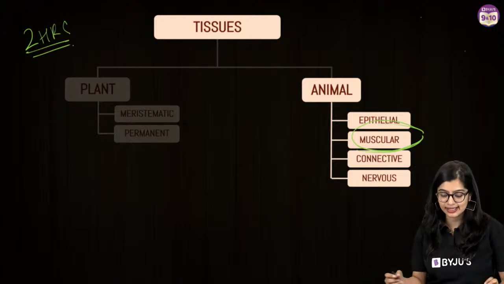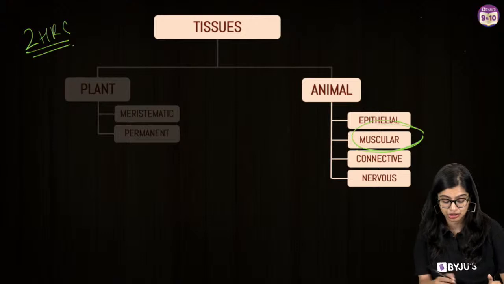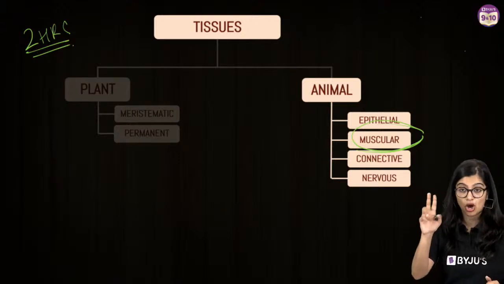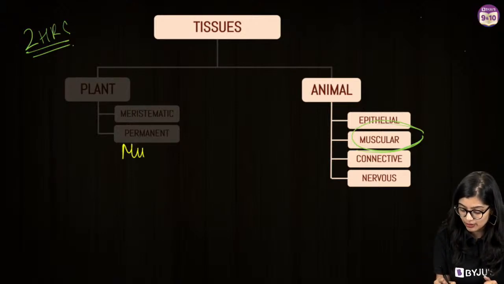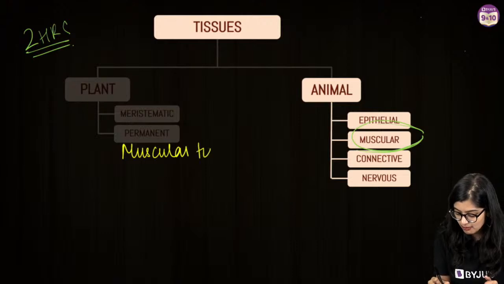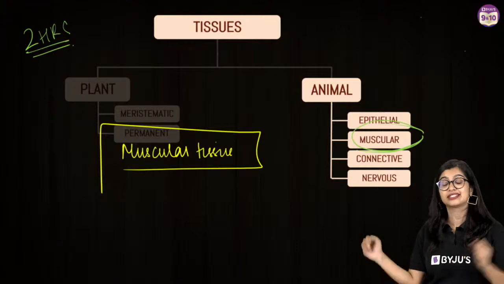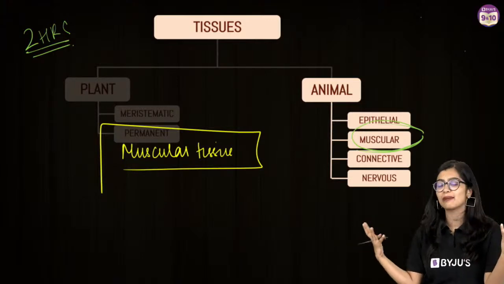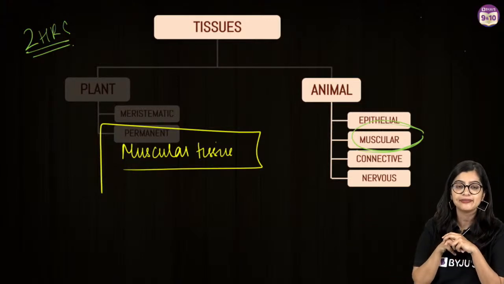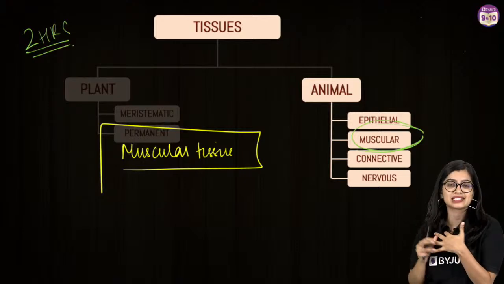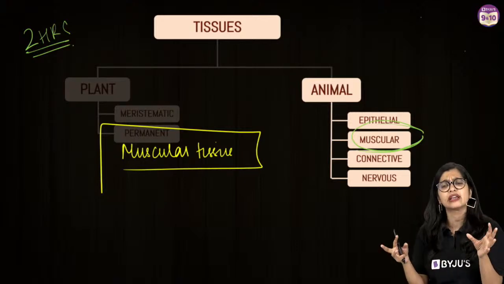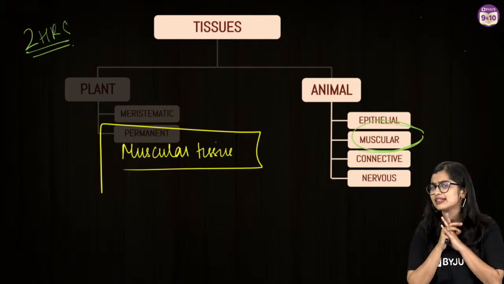Okay, so we'll get started with the next topic, which is muscular tissue. Now, when I talk about muscular tissue, what is the first thing that comes to your mind? When I say muscular, muscles and all of this, what do you think of? You tell me, whatever it is, honestly.